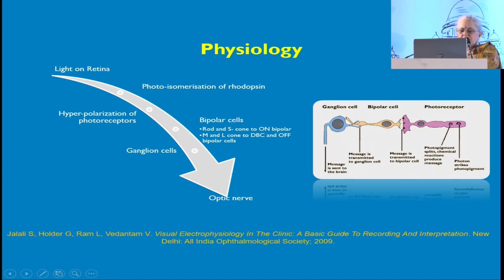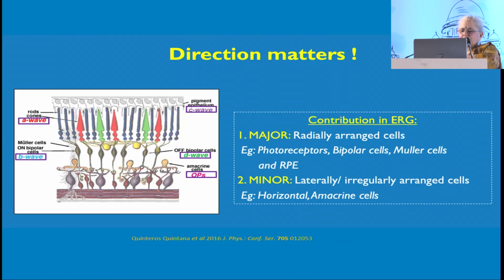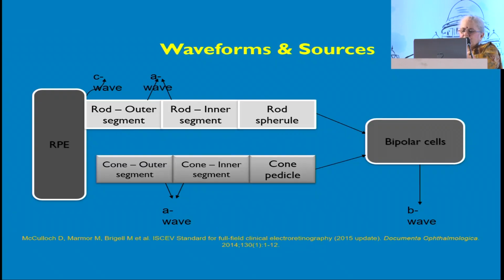The ganglion cells and the optic nerve don't generate that much of signals. So the direction also matters. Mainly those cells which are radially arranged, that is the photoreceptors, bipolar cells, Muller cells, and the RPE, will respond more, and those which are horizontally placed, because the light is falling at an angle, will have less effect.